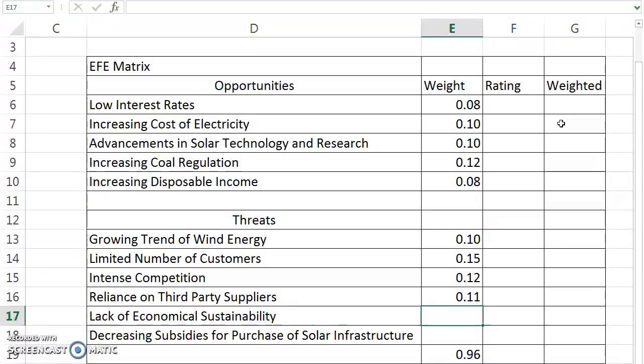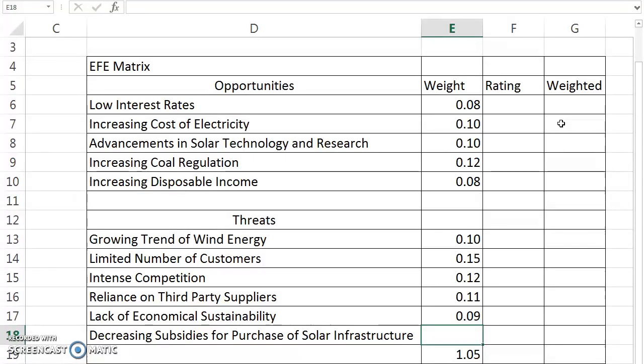Lack of economical sustainability. Many solar systems, particularly in the northern climate, the cost to create this is pretty significant, and the benefit, because we have less sunlight, isn't that great. So for many people, the cost is greater than the benefit, and it's not going to make economic sense to do this. So I'm going to give this one a 0.09.